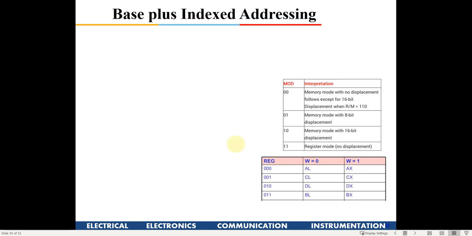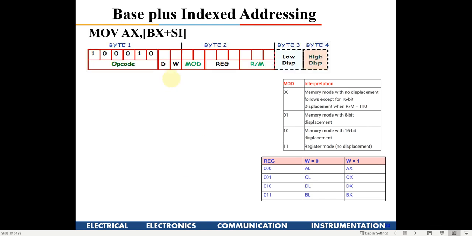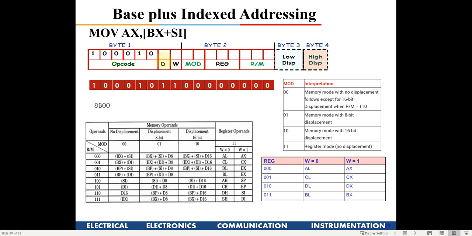So if you try to write an opcode for that, this remains the same. Now for direction, because there is a register here and a memory here, the direction gets fixed as 1. W mod is going to be 0 0 because there is no displacement here. Displacement is when we give some numerical value. We'll see that example also.